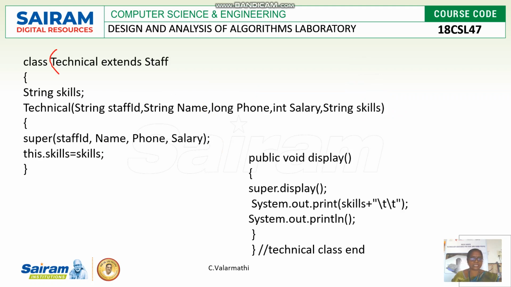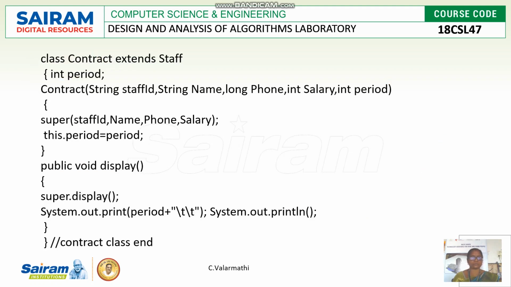The second subclass is technical. As we know, technical also takes the form of its superclass with the first four parameters. The fifth one is its skills. So skills is separately added in its constructor and also in its display using the System.out.print method.